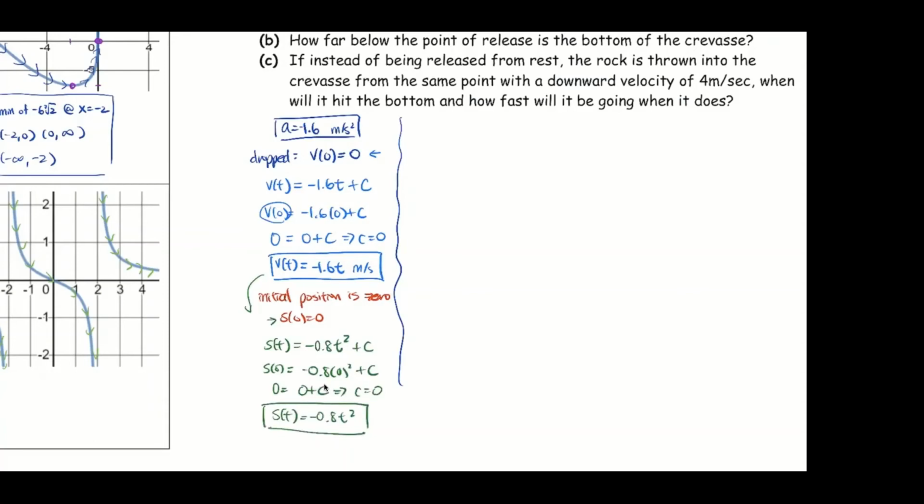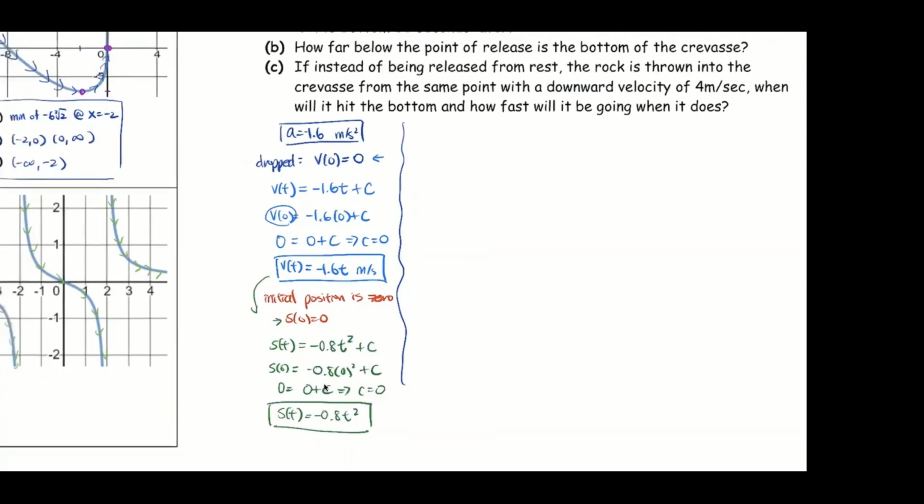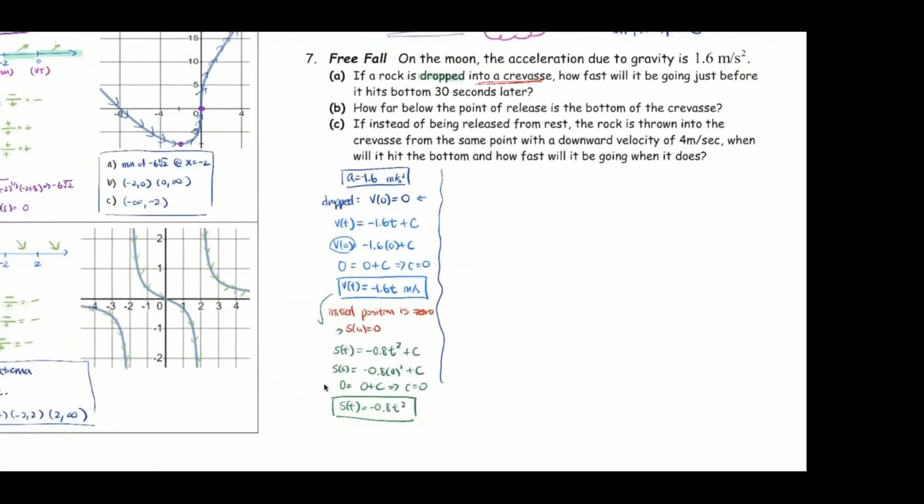Okay, so wow, with just the fact that our acceleration is 1.6 and we dropped into a crevice, I'm able to get the acceleration function, the velocity function, and the position function. I didn't even start doing the problems yet, but these three are going to help me answer the question. So again, make sure you look through this and figure out how I got the A, the V, and the S. Okay, so now let's answer the question.